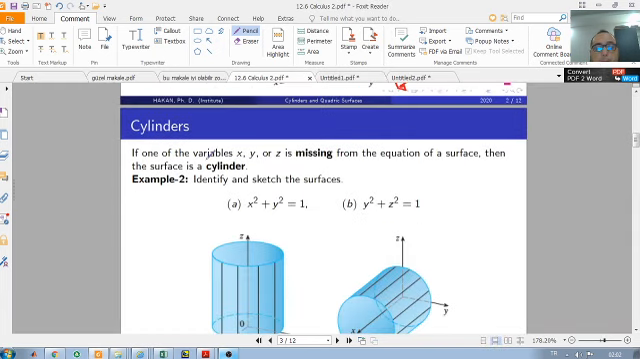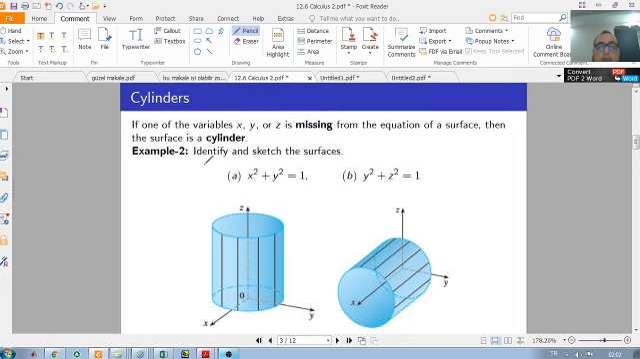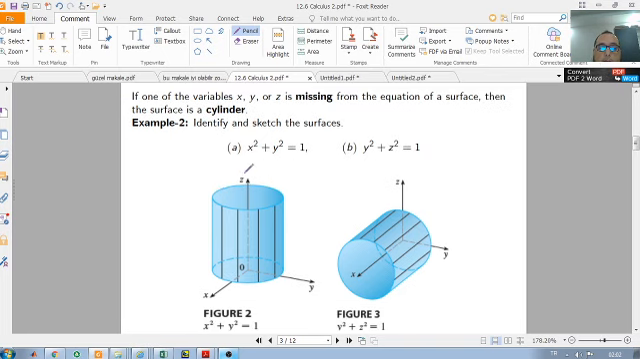If one of the variables x, y, or z is missing from the equation of a surface, then the surface is a cylinder. The most known equations for a cylinder in the three-dimensional coordinate system are given here: x squared plus y squared is equal to 1, or y squared plus z squared is equal to 1, or x squared plus z squared is equal to 1.